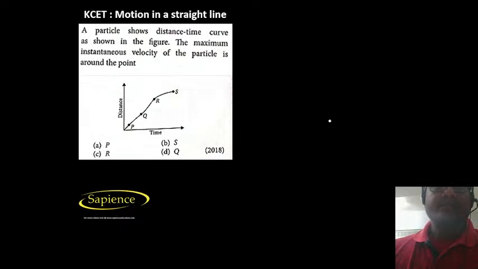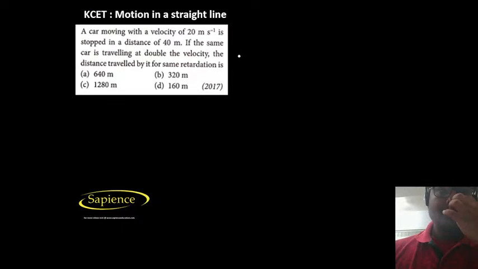Okay, so then here a car moving with a velocity of 20 meter per second is stopped in a distance of 40 meters. The same car is traveling with double the velocity. The distance traveled by it for the same retardation is asked.